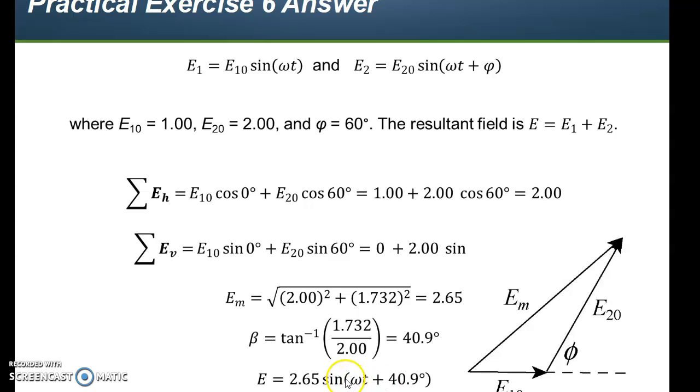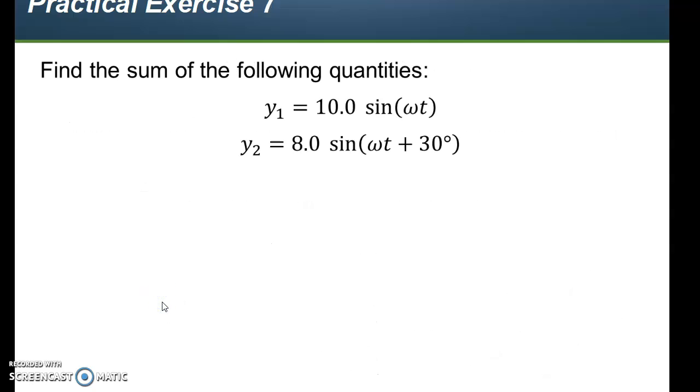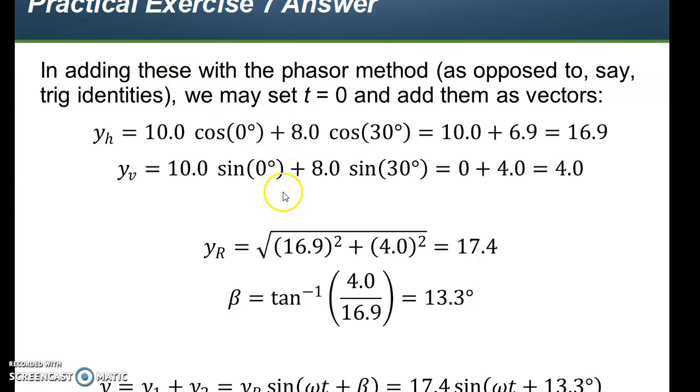So your overall equation then, this is what you're looking for there. This right here is your E0 value, 2.65. It's your magnitude. Sine omega t, and then you have your phase difference between them, 40.9. So that is what it all works out to be. Now, find the sum of the following quantities. Y1 equals this, Y2 equals this, and it's the same exact type of one where you have set this cosine of 30, and we're going to have to stop there, aren't we?